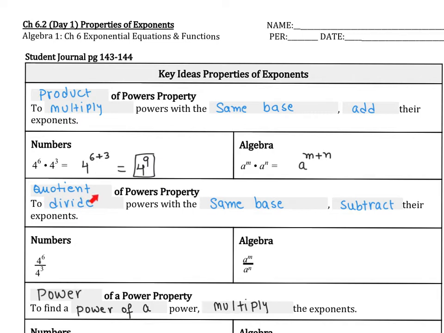Next is the quotient of powers property. To divide powers with the same base, subtract their exponents. For example, if you're dividing 4 to the power 6 divided by 4 to the power 3, then you're going to subtract the powers. So 6 minus 3, and that's going to be 4 to the power 3. So add the powers when you multiply, subtract the powers when you're dividing. In this case, it is going to be a to the power m minus n.